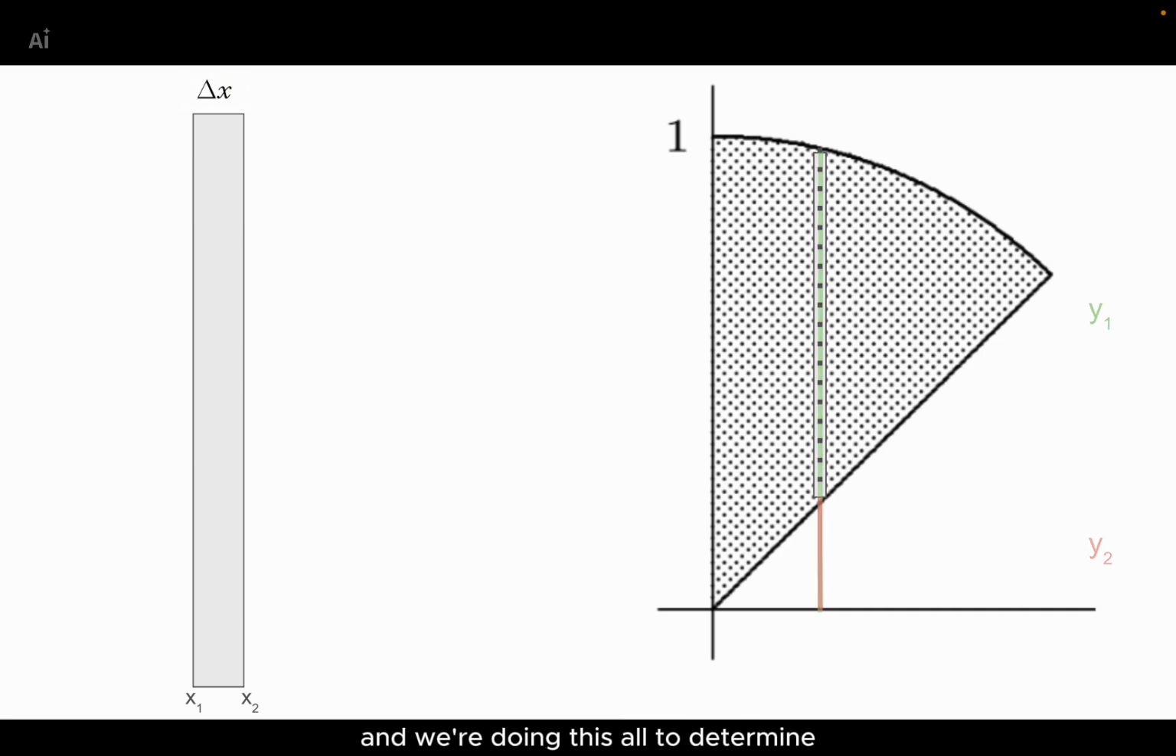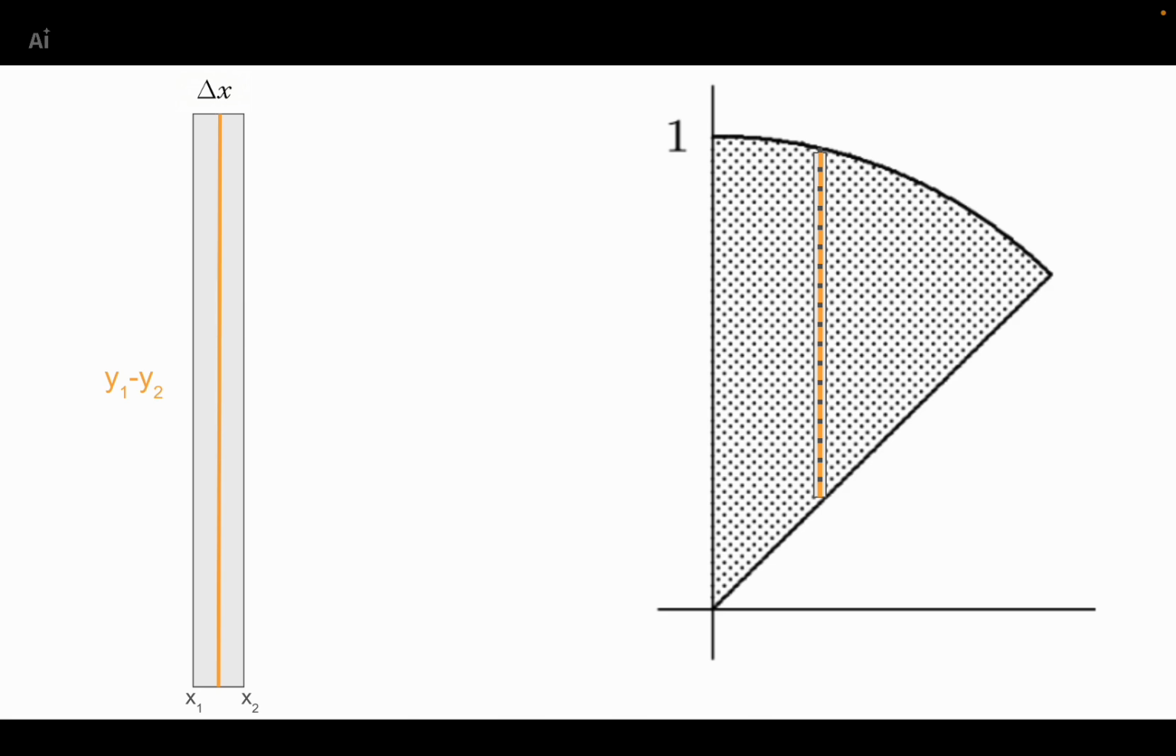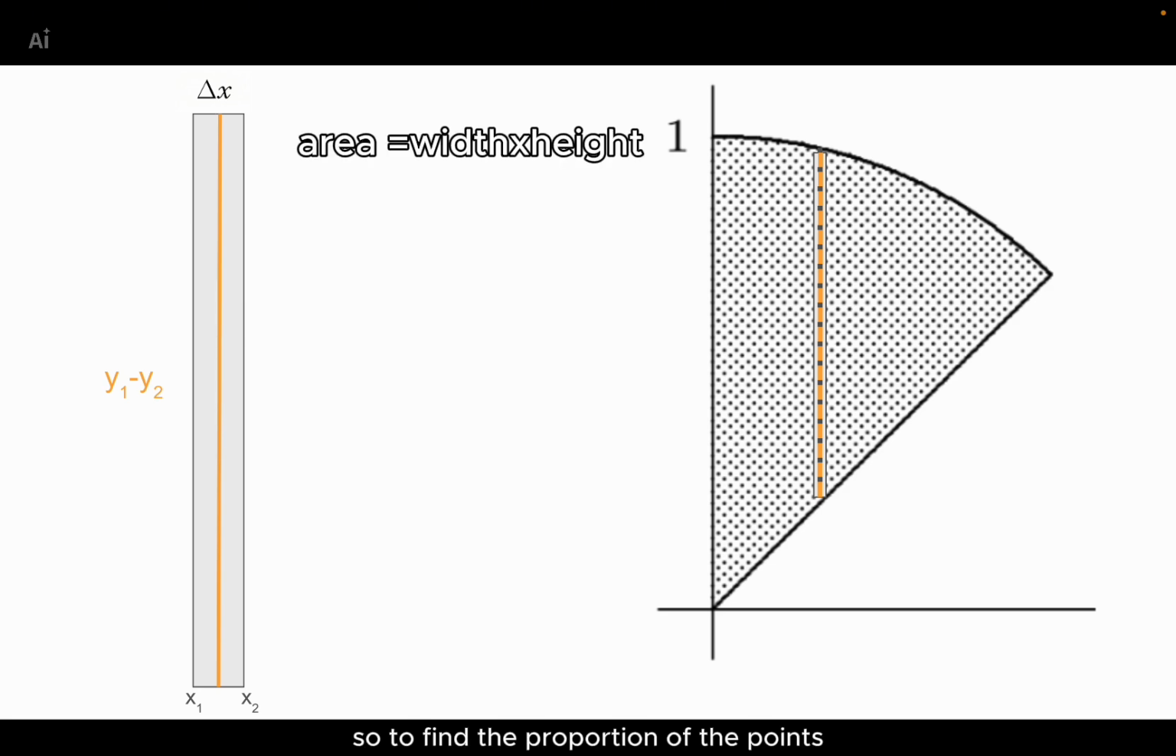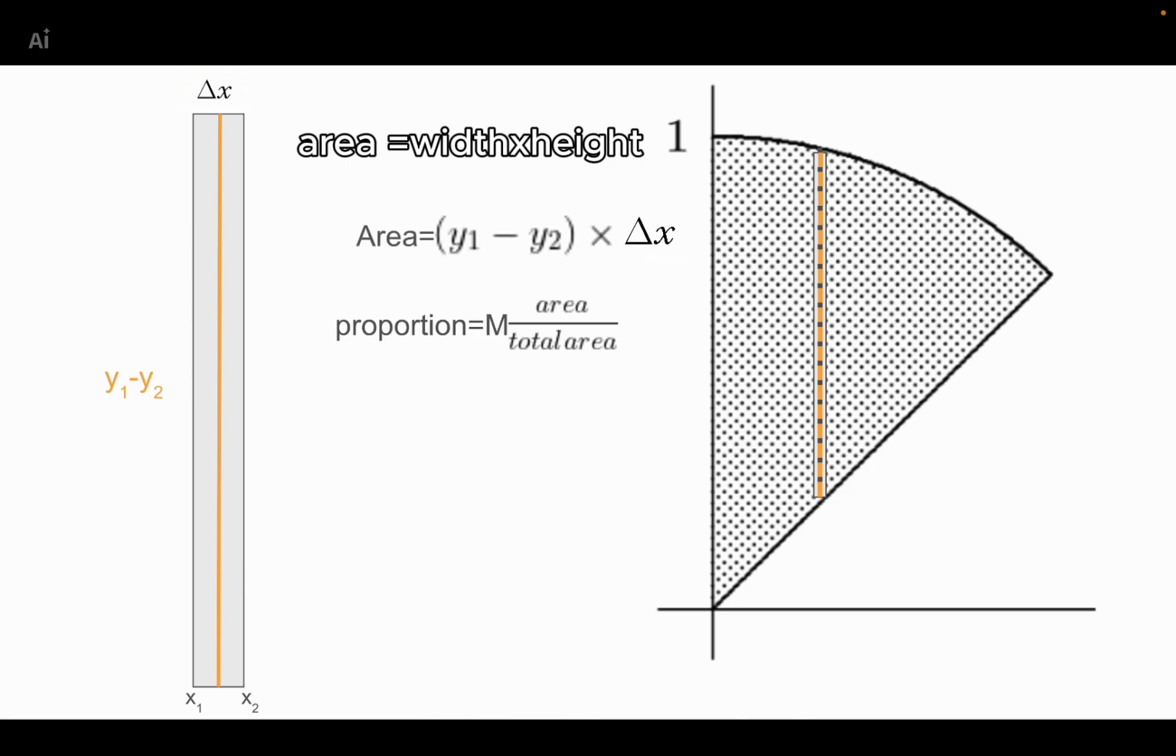And we're doing this all to determine the amount of points that could be on this rectangle. So to find the proportion of the points that could be lying in this small area, we simply divide the area we found by the total area of the sector and multiply by the number of points total, so m. Now we know roughly the proportion of points that lie on this one sliver of area.